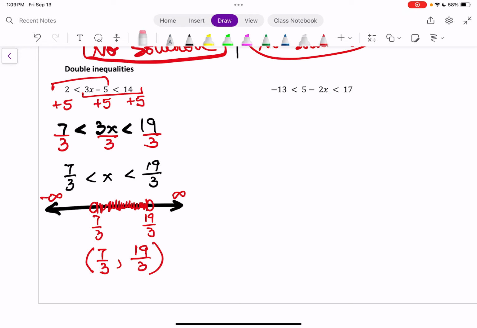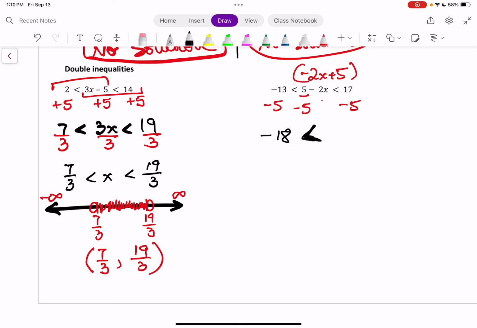Here it is, last inequality. To solve it, to get to the 2x, I have to subtract 5. And again, I don't want to get the x's away. I want to keep the x's in the middle. And this negative 2x is added to a 5. I just put it in a reverse order, but it's a negative 2x added to a positive 5. Therefore, I subtract 5 from all the sides. So I'm going to get a negative 18.